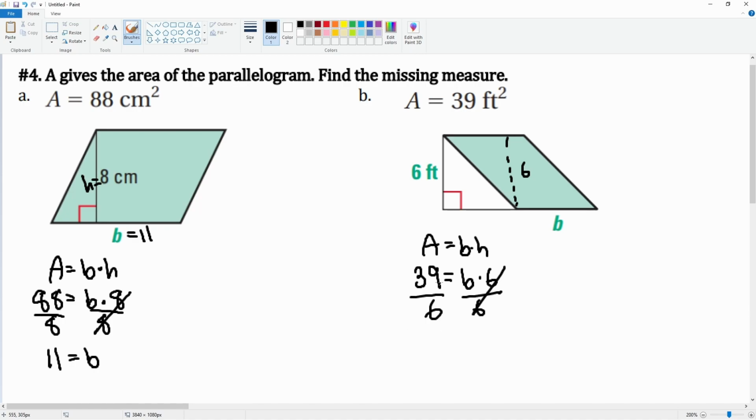39 over 6 is a weird fraction, but you can just simplify it to either 13 over 2 is equal to the base, or you can say the base is equal to 6.5 in the decimal answer. So there you go. That is how you find the missing measurements given the area of a parallelogram.